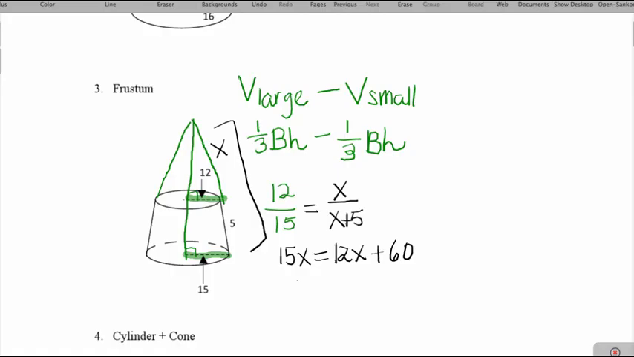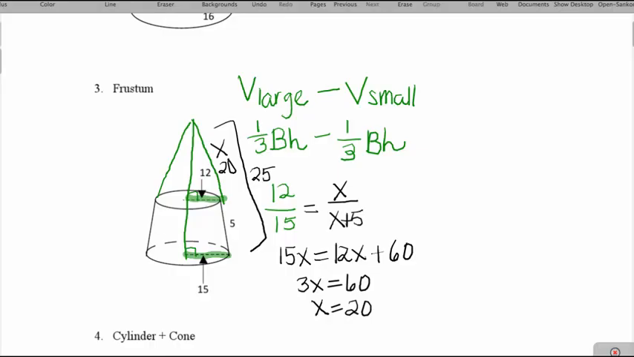Next, I'm going to subtract 12 to get 3x equals 60, and then finally I'm going to divide that answer by 3 to get x to be equal to 20. So now I know the slant height of the smaller cone is 20. The slant height of the larger cone is 25.